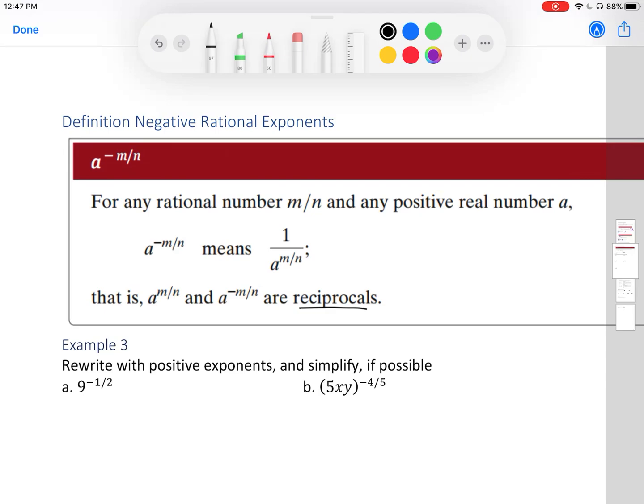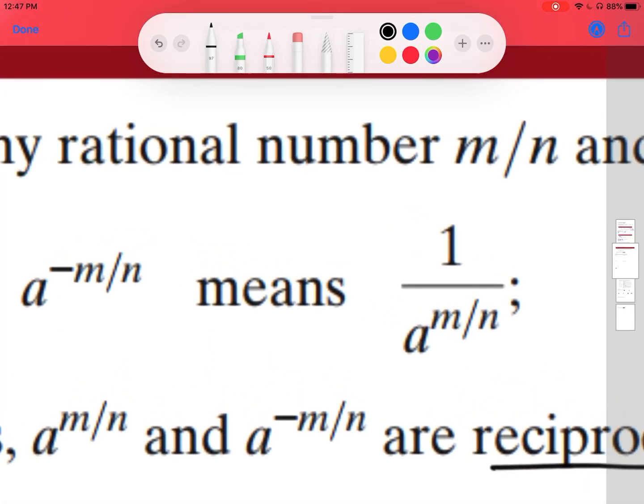Now, the way I think about this, and the way one of my tutors mentioned it, is it's negative, meaning it's not happy.